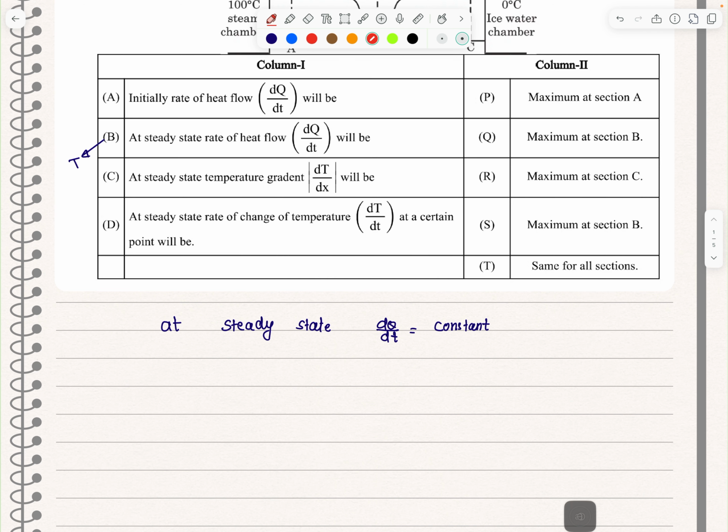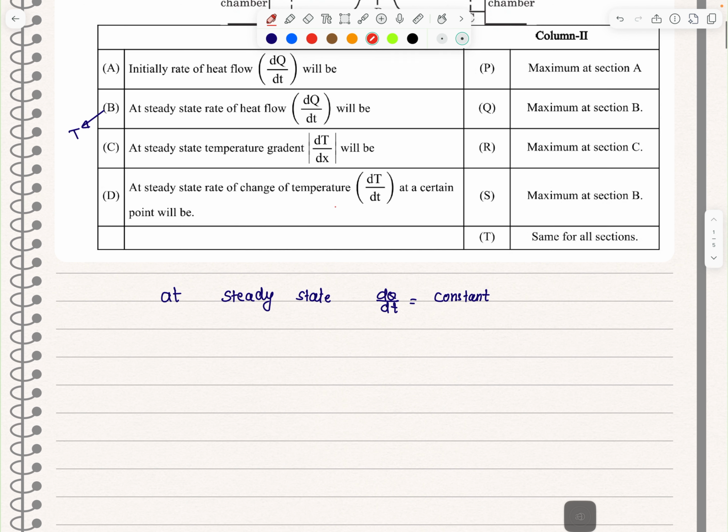Now they're asking about the steady state value of dT by dt. The meaning of steady state is that they are not changing with respect to time. That means dT by dt must be equal to 0, at steady state. So at every section it will be 0. That means we can say same at all sections. So D's answer will be T.